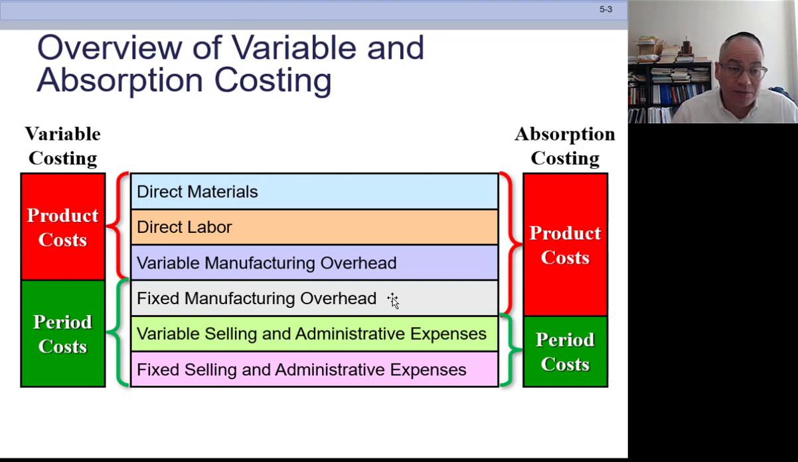But from a variable costing perspective, it doesn't make sense to include fixed manufacturing overhead into product costs because these costs are fixed and they're difficult to trace to the products because by definition they're fixed. No matter how much or how little you produce, fixed manufacturing overhead is fixed, and therefore from a variable costing perspective it's going to be a period cost. But from an absorption costing perspective, because it's a manufacturing cost, it's going to be considered product costs. Selling and administrative costs, whether variable or fixed, are always going to be included as period costs.